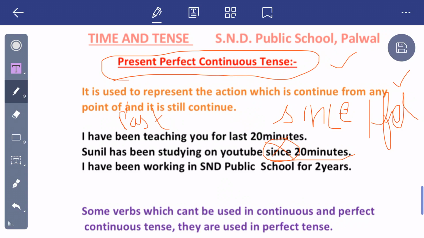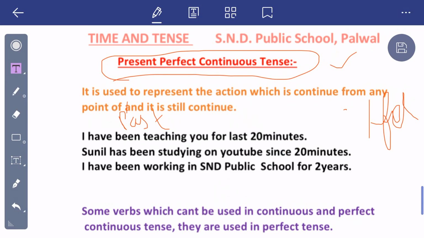So I have been working in S&D school for 2 years. So I have used here 2 years. 2 years means it is also telling us the duration of time. Suppose I say 2018, then 2018 will be the starting point of time for my working in S&D. Then I will use since there.